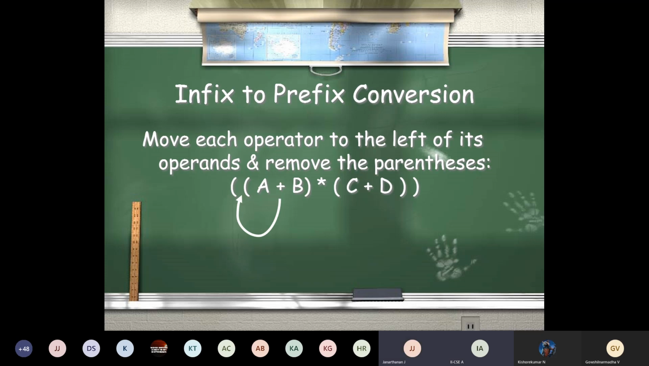Kailash. Yes, Janathan. Yes, ma'am. Star plus AB plus CD. Correct, ma'am. Star plus AB plus CD. Okay, very good. Correct. So let us analyze. Janathan has given a correct answer.